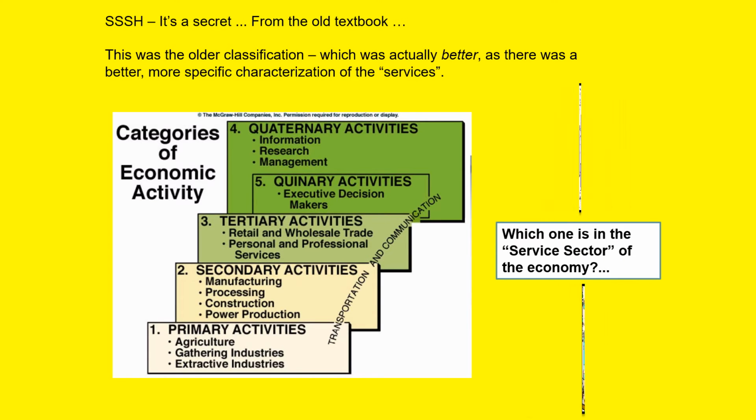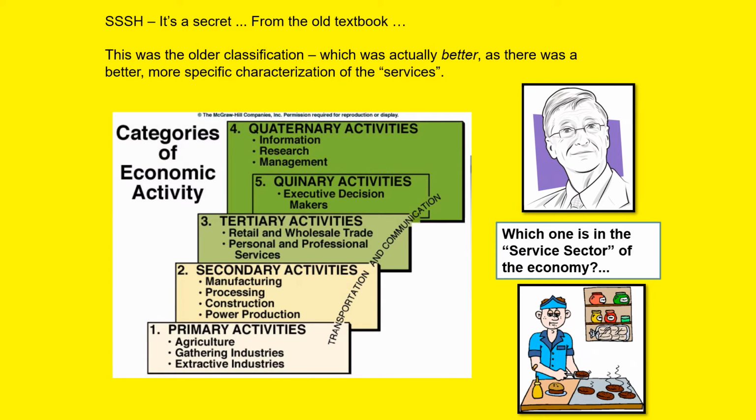All right, now I'm going to share with you the graphic from the old edition of the book, which I actually like better. Now, if you talk to a different economist, they may talk about the three sectors. Some may talk about a fourth and fifth sectors. Now, the reason for that is to better distinguish and characterize what the services are.